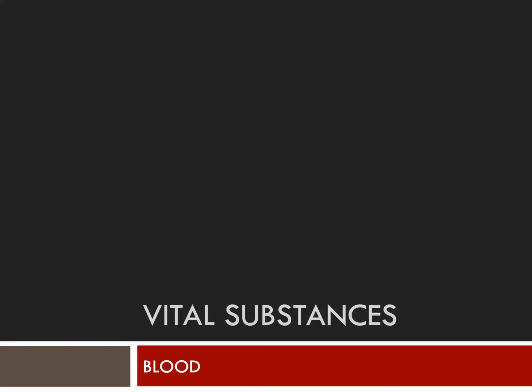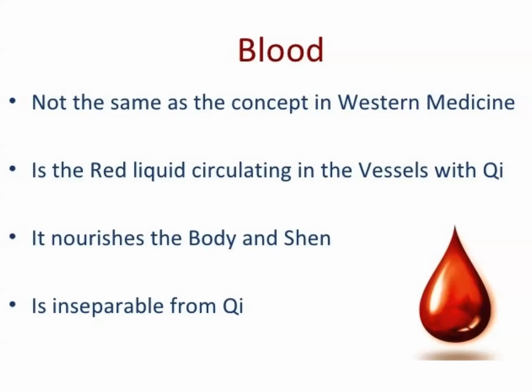So we're still on the vital substances. After Qi, we now discuss blood. This is just a review for all of us. So what is blood? In TCM, it's not the same as the concept in Western medicine. Blood is the red liquid circulating in the vessels with Qi. It nourishes the body and Shen, and it is inseparable from Qi.